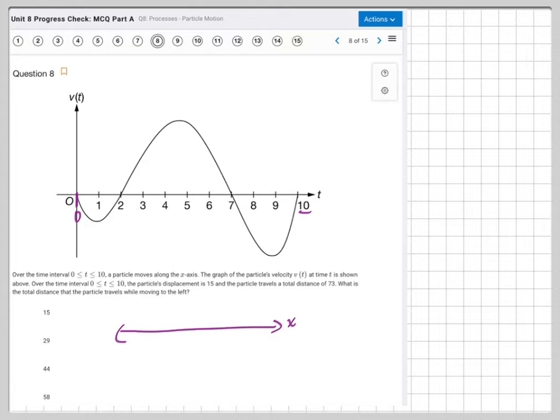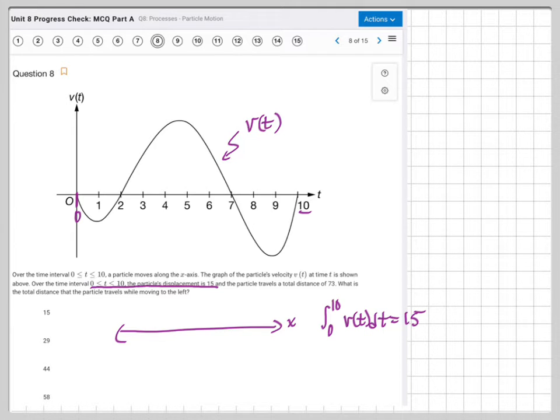Over the time interval from 0 to 10, the particle's displacement is 15. Ooh, that's important. Let's also make sure that we label our velocity graph. We want to make sure we are understanding what we're looking at. Whenever there's a graph on these calculus problems, I always recommend labeling them. And this displacement comment here tells me that if I took the integral of velocity from 0 to 10, I would get 15.